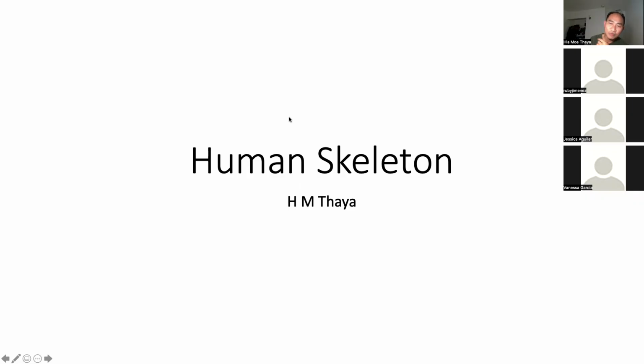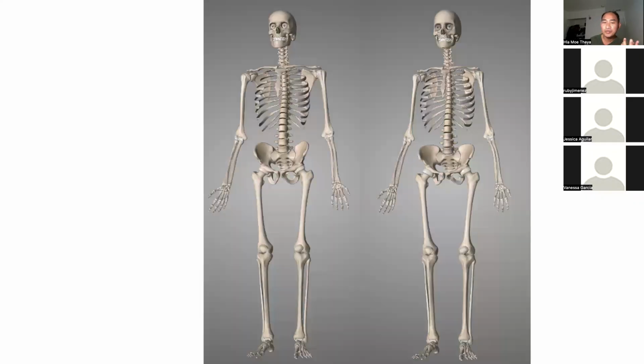So I think we have done a few slides from this lecture. Let's go and revise it. So the human skeleton is in anatomical position. I will say this is the right side and this is the left side. And in anatomical position, palms are facing forward with the thumb lateral and the little finger on the medial aspect.